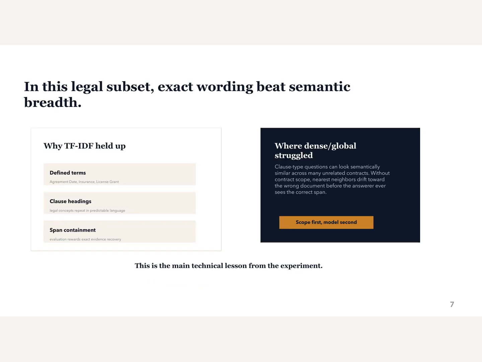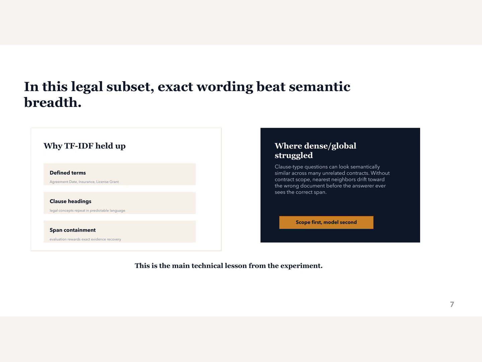One technical lesson is that exact wording can beat semantic breadth in this legal subset. TF-IDF worked well because legal contracts contain repeated terms, defined phrases, and clause headings. Phrases such as agreement date, insurance, license grant, and revenue sharing often carry strong lexical signal.